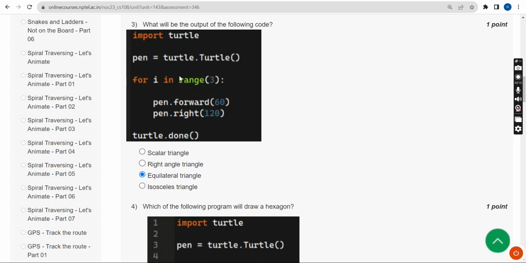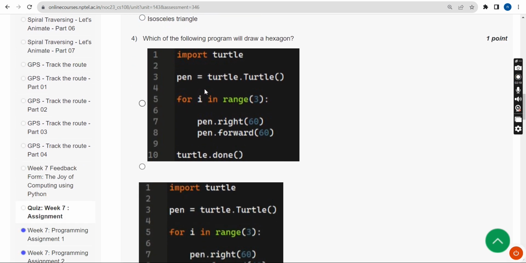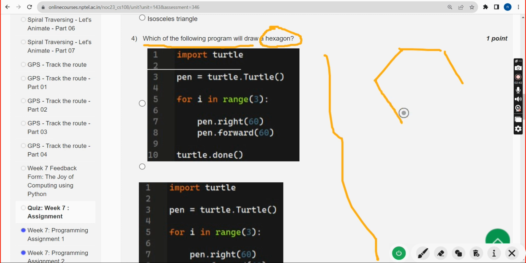Now let's move on to the fourth question. So fourth one, they are asking about the following program. They have given programs for all the four options. They are asking which of the following code will draw a hexagon. So hexagon means like this, right? Yeah, this will be the hexagon, with six sides, right?